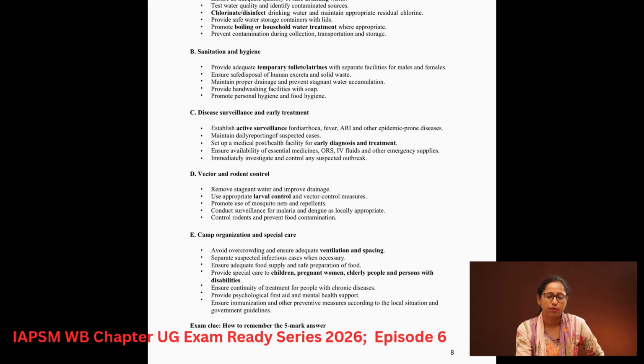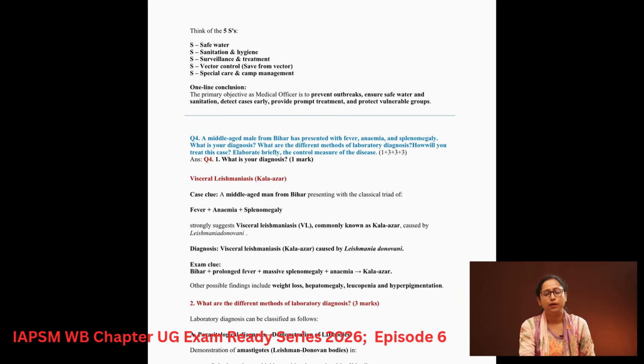So, if you need to remember the clues for here, please remember 5 S's, that is safe water, sanitation and hygiene, surveillance and treatment, special care and camp management and vector control.